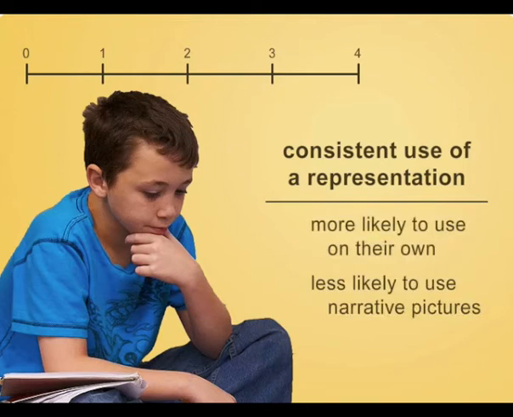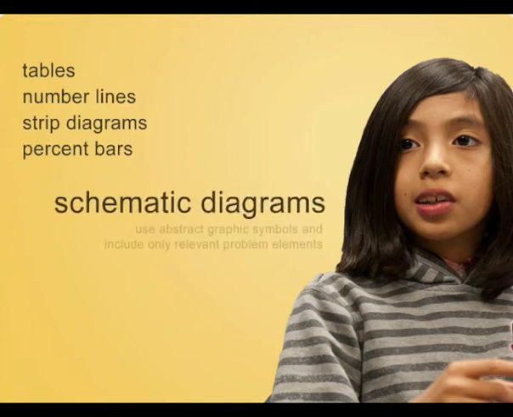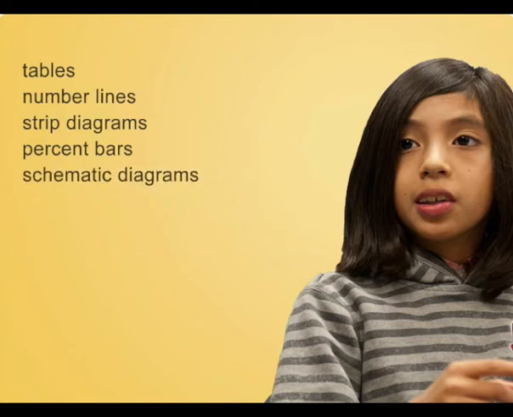Students are also then less likely to use narrative pictures, which can distract them from the essential mathematical information in the problem. Tables, number lines, strip diagrams, percent bars, and schematic diagrams are among the most frequently used visuals. Schematic diagrams use abstract graphic symbols rather than realistic pictures and include only relevant problem elements. Of course, some visuals are better suited for particular types of problems.